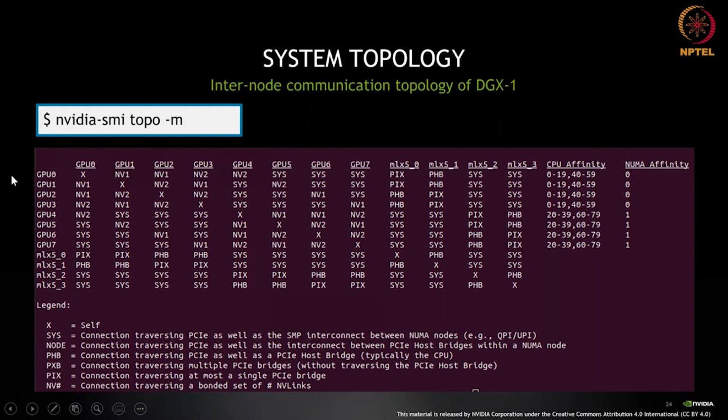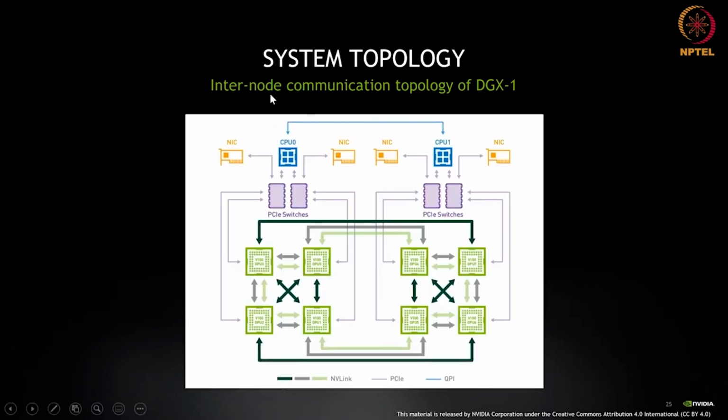Network topologies which don't have a really good interconnect pattern may result in not-so-good performance numbers when you're trying to scale across. So you can use this command, nvidia-smi topo -m, to see the network topology. So this is the topology that I was talking to you about, which is there in DGX-1.